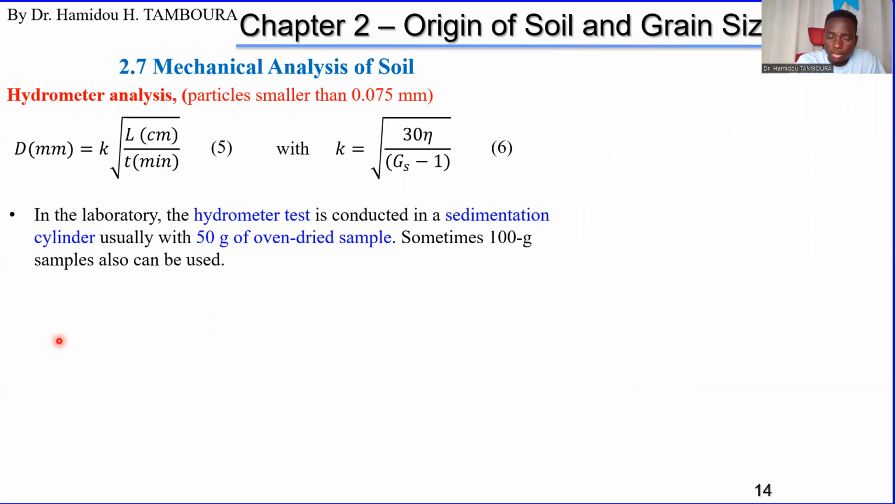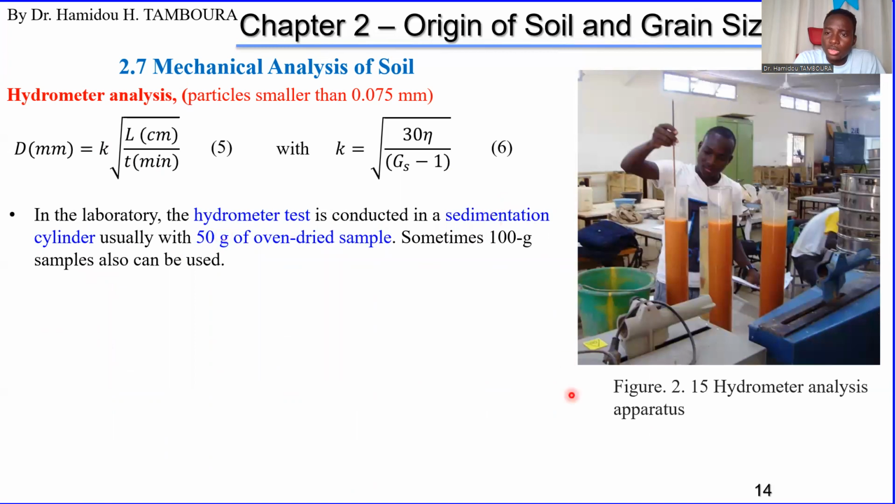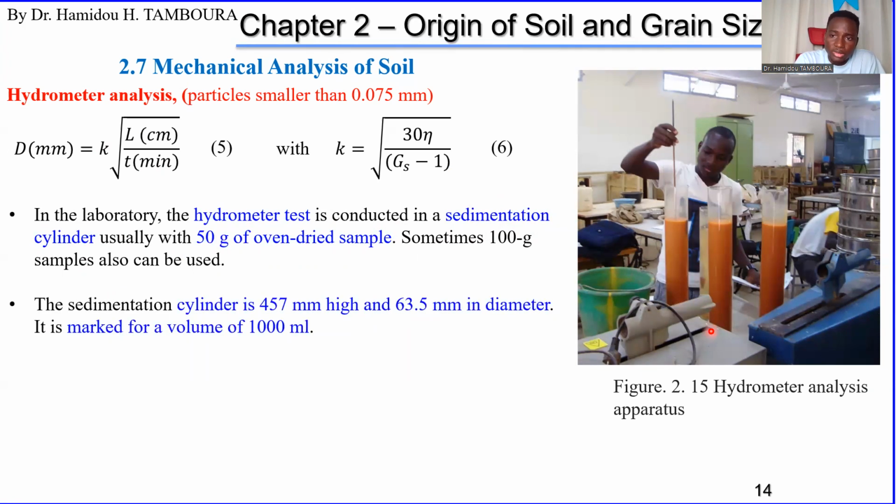They dry it in the oven, and they are using a cylinder, a sedimentation cylinder. But sometimes it happens that people take 100 grams of the sample instead of 50 grams. So this tube is the sedimentation cylinder. What I'm talking about, this cylinder, this tube, is about 400 for American standard.